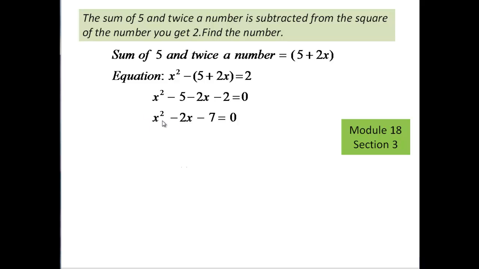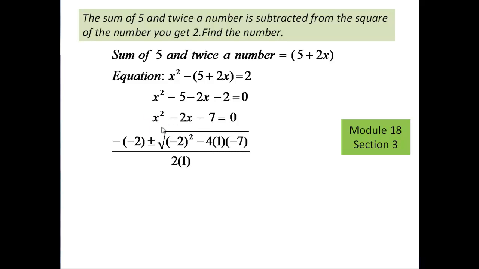Okay, my ABC. So it's negative, negative 2 plus or minus the square root of the middle term, negative 2 squared, minus 4 times 1, there's a 1 in front of x squared, times C, which is negative 7, over 2 times 1. I clean that up. That's 2 in the front. This is 4 plus 28, which makes 32.